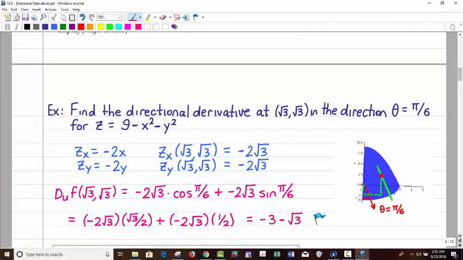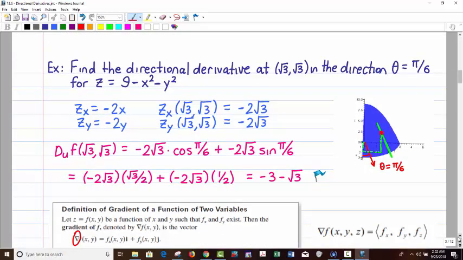This next one will be a little bit better to visualize, I think. Find the directional derivative at the point with x equals square root of 3, in the direction of theta equals pi over 6, for z equals 9 minus x squared minus y squared. So easy partials: negative 2x for z sub x, and z sub y will be negative 2y. So if you put in the point, you're going to get negative 2 square root of 3 for both of those.